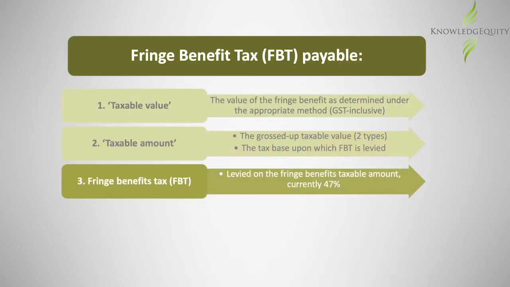The third step in calculating the FBT payable is to multiply the fringe benefits taxable amount, calculated in the previous step, by the FBT rate. The rate is set to match the top rate paid by individuals, inclusive of Medicare levy.